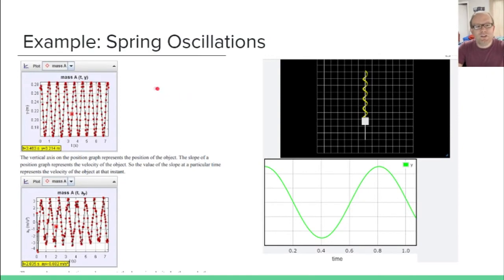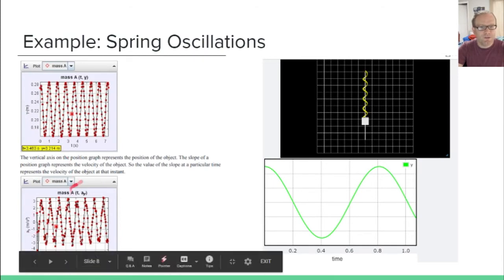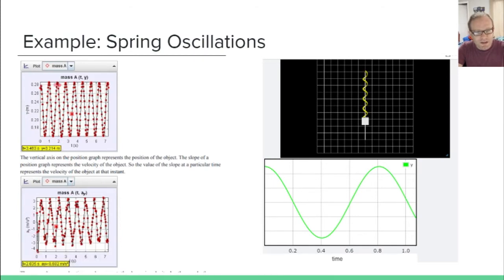A few weeks later, we get to spring oscillations. Here we've got the Tracker results for the position of a mass on a spring and its acceleration. Students can pretty easily get the period off of this graph. And then we model that in VPython over here. Again, pretty straightforward to get the period off of the graph. They can also then explore changes to the period based on the mass or the spring stiffness.